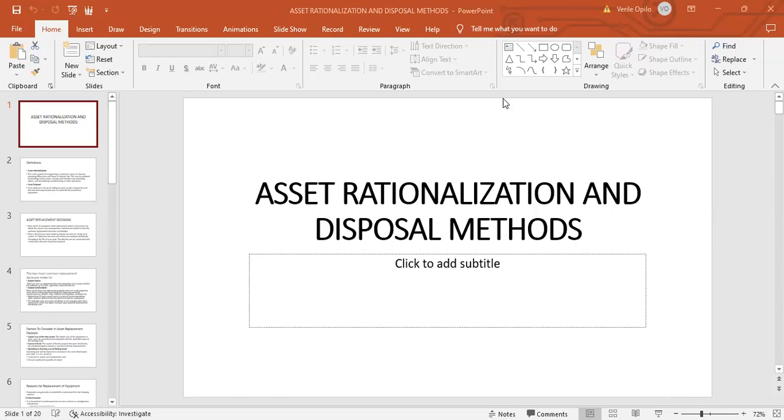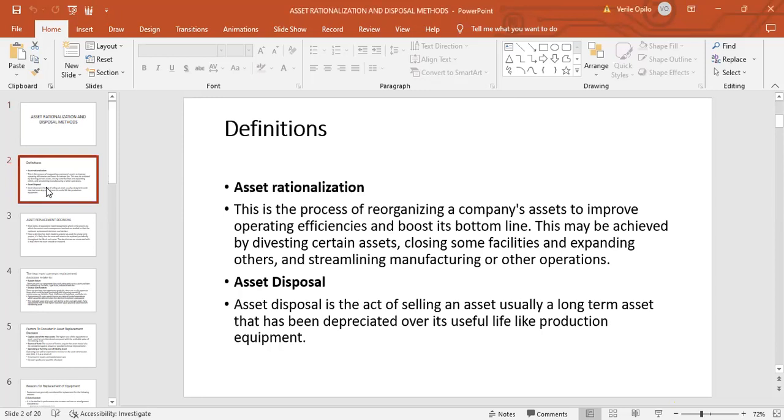So we will be looking at understanding the various approaches to disposing of assets, and also how we decide when to dispose of the assets in the company. We'll start off with a few definitions, and the first definition we have is asset rationalization.